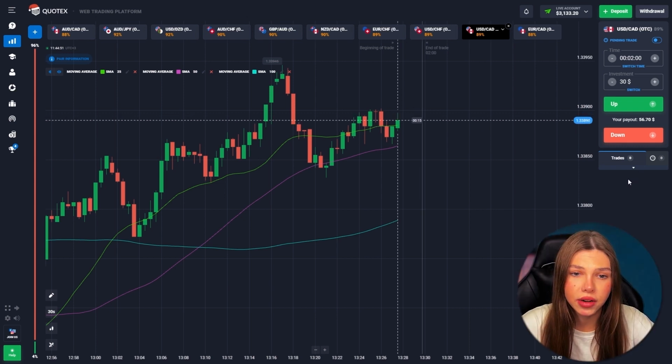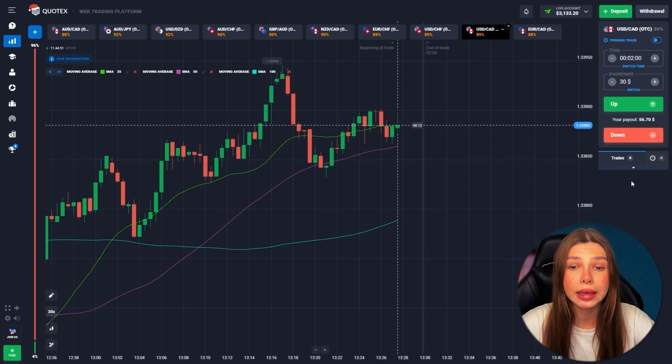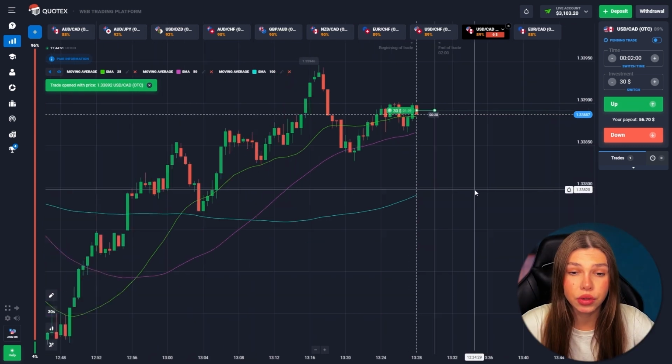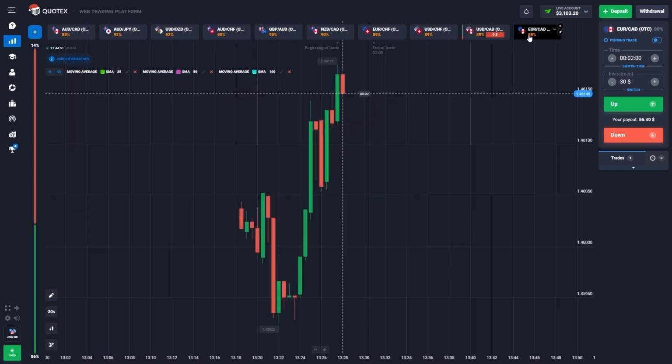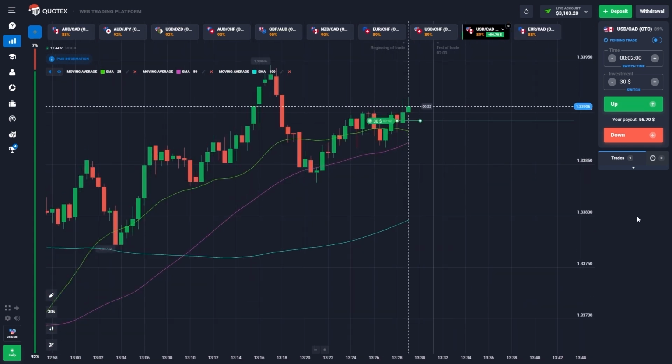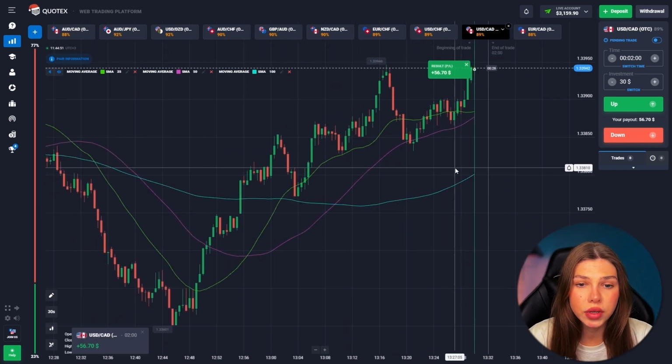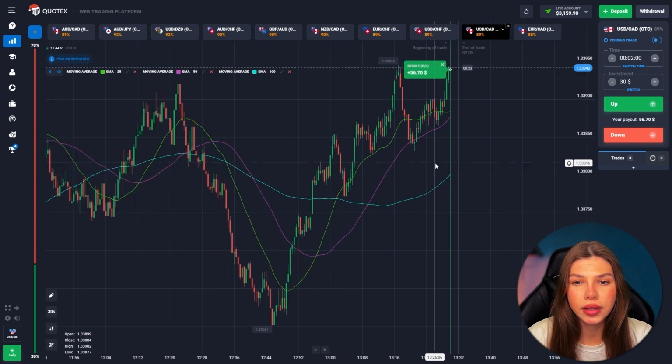All 3 indicators are showing a rise. Let's wait for the candle to close above the green line and open a deal on the upside. So the deal is open. So the trade is closed, we're still in profit, so now let's take a look at the other charts.